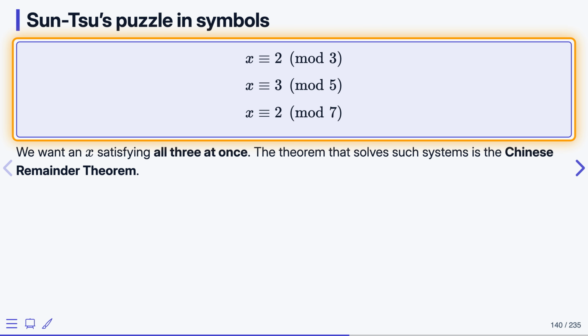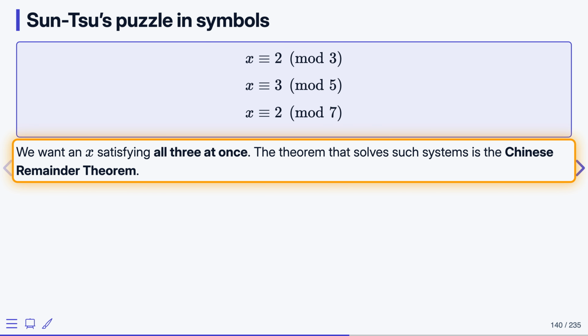This is the puzzle written in symbols. x is congruent to 2 mod 3. x is congruent to 3 mod 5. x is congruent to 2 mod 7. The word "and" matters here. We do not want a number that satisfies one of these. We want a single x that satisfies all 3 at the same time. A set of congruences like this is called a system, and the theorem that solves such systems is called the Chinese Remainder Theorem, named after this very puzzle.